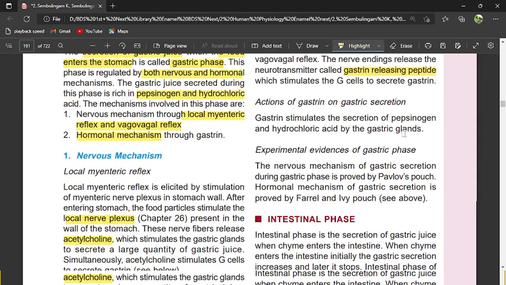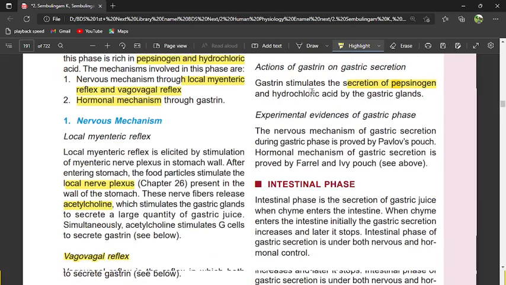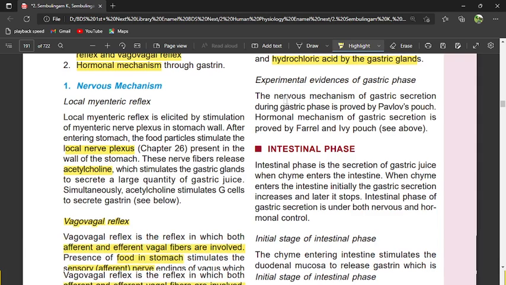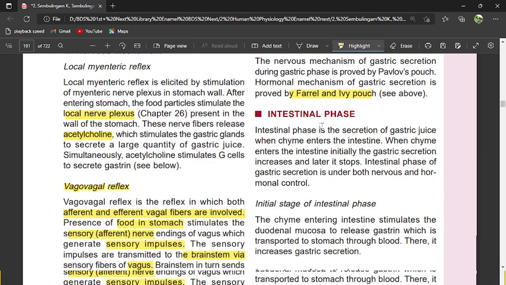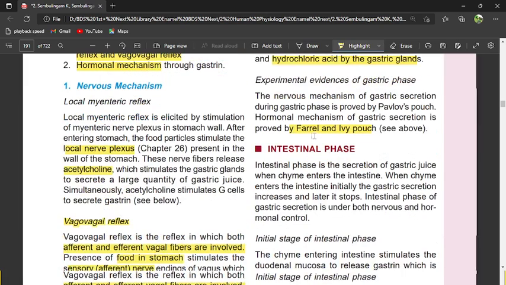Gastrin stimulates the secretion of pepsinogen. So secretion of this pepsinogen you can see here. You can see the hydrochloric acid secreted by the gastric glands also. Okay. Even you will know its importance by these two experiments also, Farrell and AB Koch, which is telling the importance of the gastrin secretion.